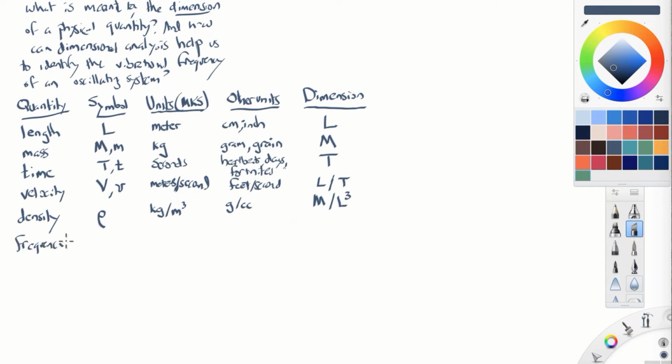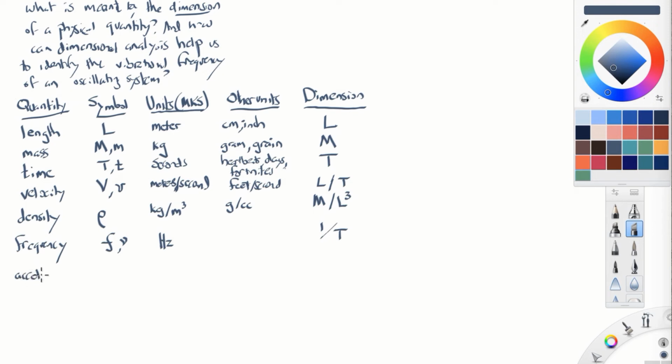Let's talk about frequency. Frequency, denoted often by the letter f, sometimes by the Greek letter nu. That's another way. Don't confuse that with a v for velocity. That's the Greek letter nu that's used for frequency sometimes. What are the units of this in MKS? Well, hertz are the units, or inverse seconds, 1 over seconds. I don't know what other units are used for frequency. And because it's 1 over seconds, it'd be inverse time. So 1 over time is the dimension of frequency.